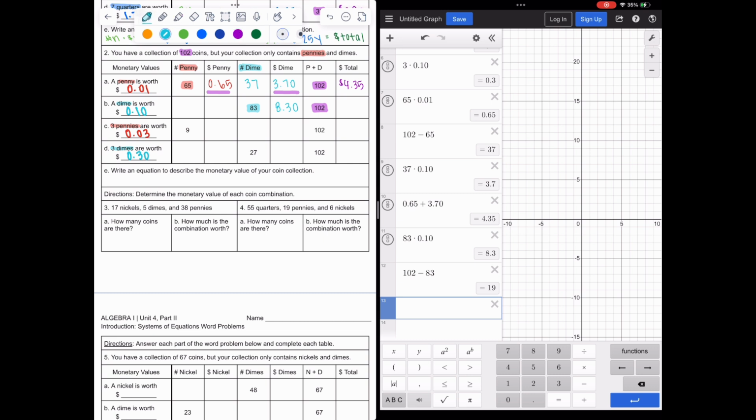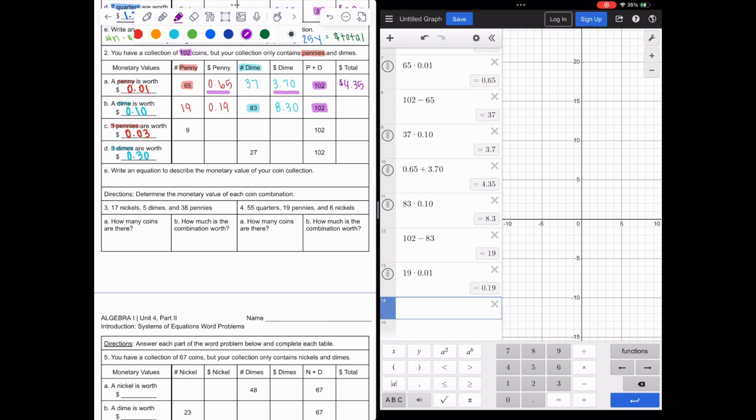That leaves me with 19 coins, and there are only pennies and dimes in my collection, so those 19 coins have to be pennies. Multiplying 19 by 0.01 gives you 0.19. Not surprising that a collection of pennies is not worth that much money.